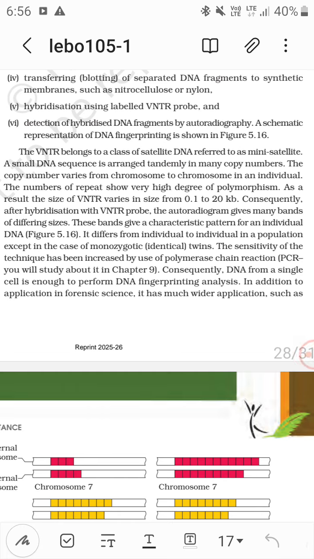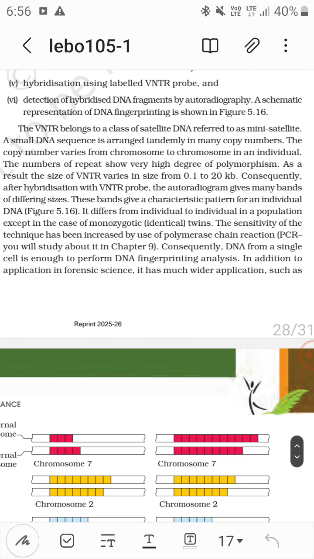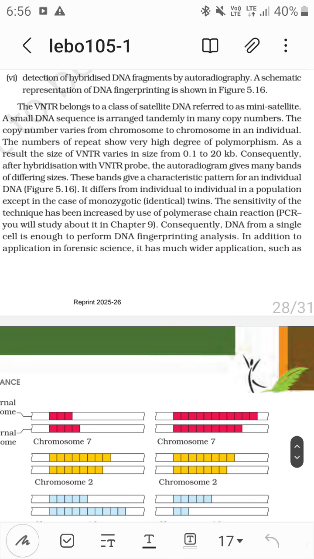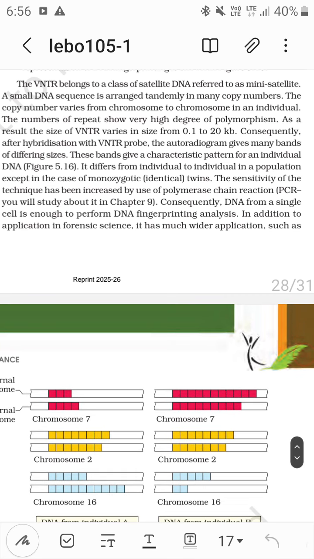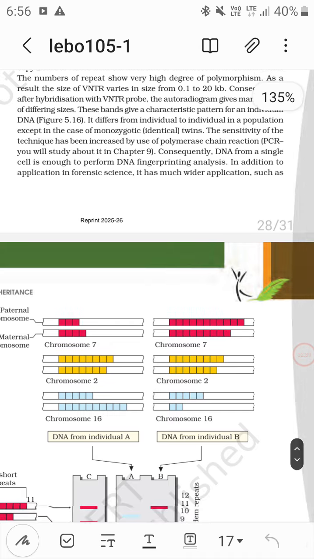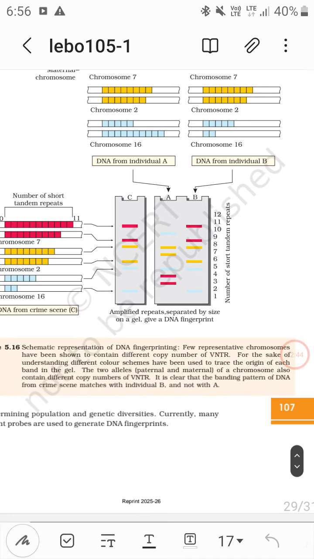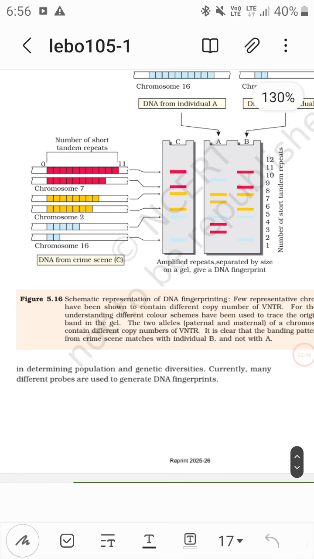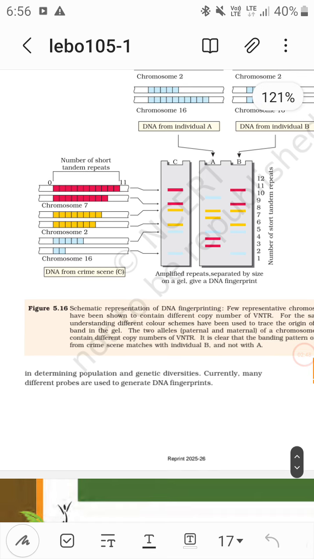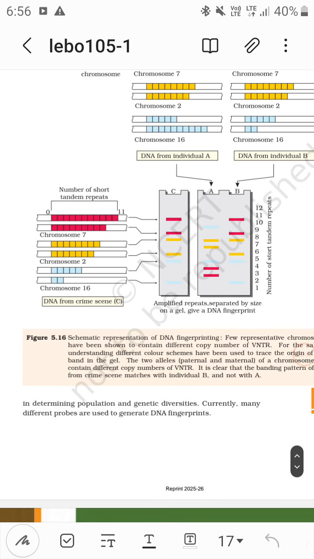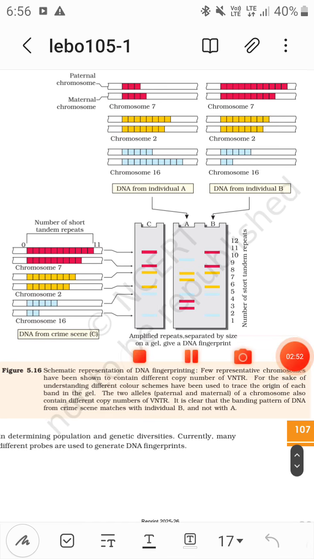Now the sensitivity of the technique has been increased by the use of PCR, that is polymerase chain reaction. Consequently, DNA from a single cell is enough to perform DNA fingerprinting analysis. It is also used in forensic science, and also in determining population and genetic diversities. So many different probes are used to generate DNA fingerprinting.